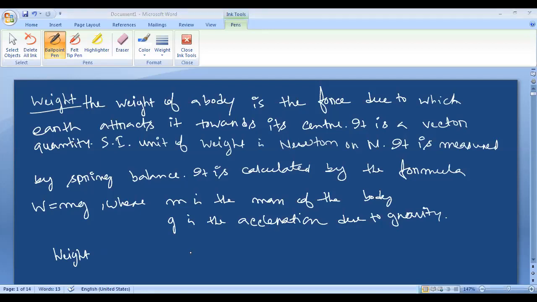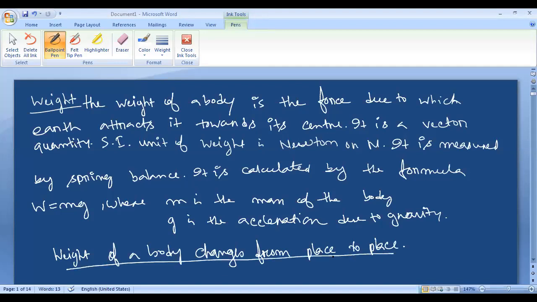Weight is different for different places. Write down like this: weight of a body changes from place to place, but mass will remain constant. It will not change. Mass will not change, but weight of a body changes from place to place.